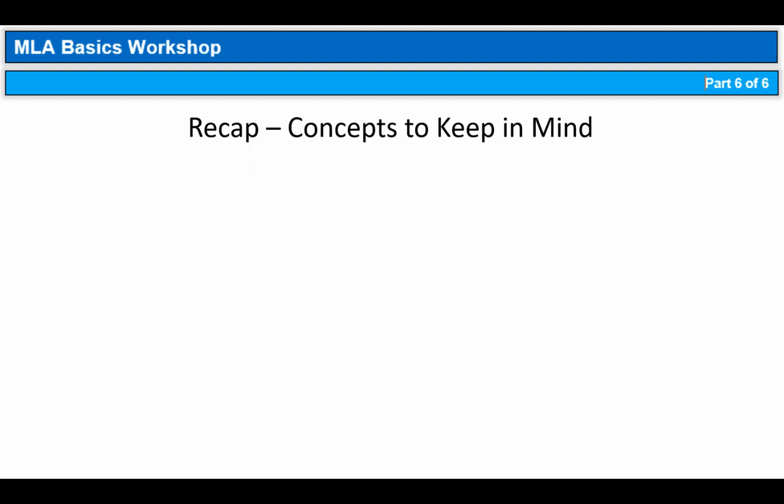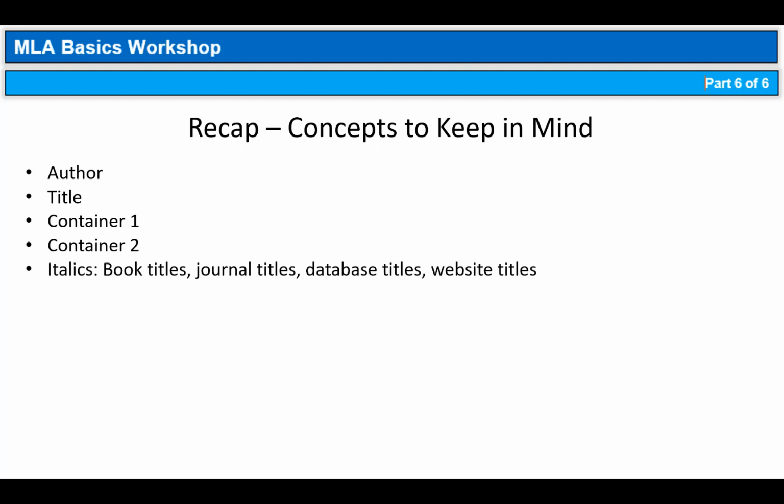A few more concepts to keep in mind for citations is that most will have an author, a title, container 1 information, and if needed, container 2 information. As you complete your citations, remember that book titles, journal titles, database titles, and website titles use italics. Article titles and web page titles use quotation marks.